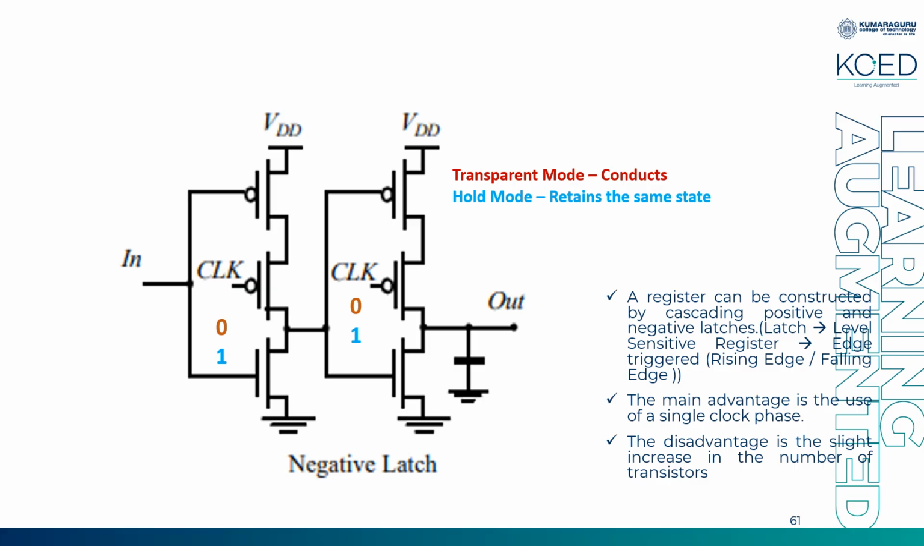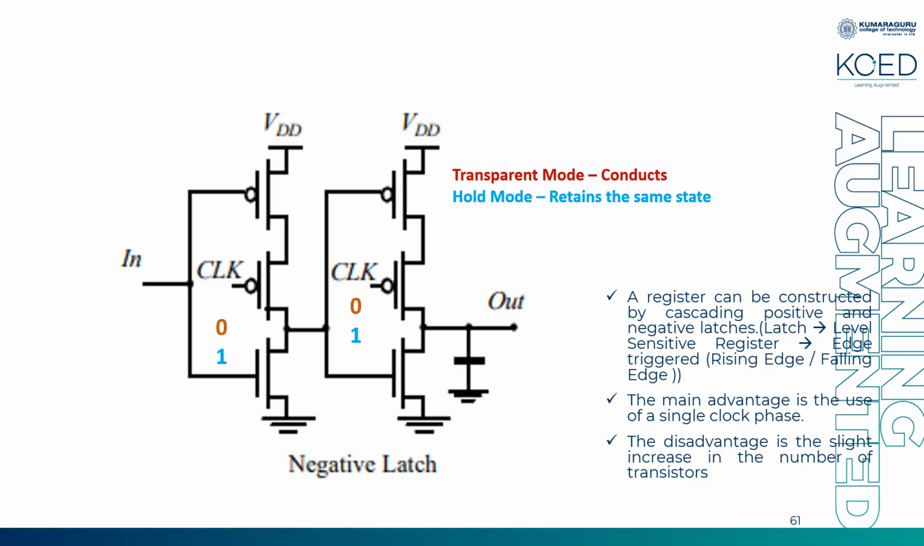So level triggered means the output responds depending on your input level. Edge triggered means the edge condition of the input, that is whether it is at a rising edge or a falling edge, at that instant of time your output will be, you can see the response. Okay, so when you cascade both positive and negative latch, you obtain a register. In upcoming slides, you will see how to design a register, and you will see a D flip-flop, that is D register, in the last slide.